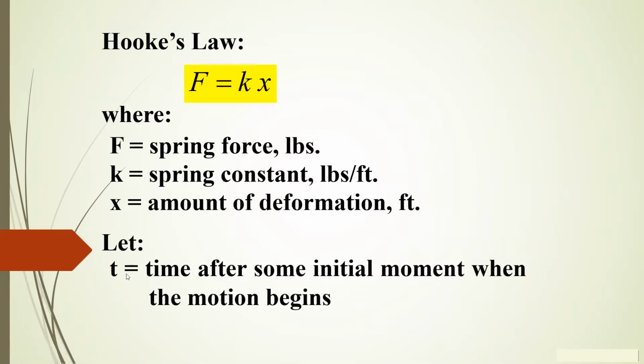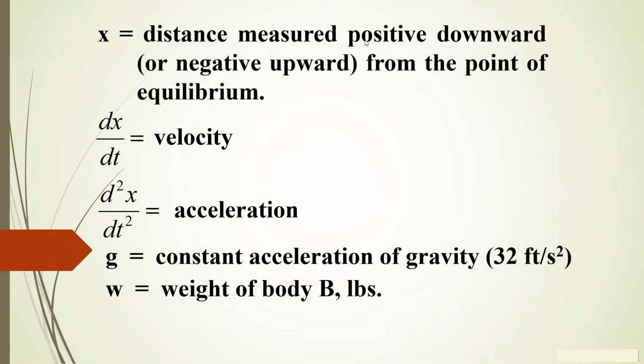So if we let t be the time after some initial moment when the motion begins and x be the distance measured, positive will be downwards and negative will be upwards. So meaning the same direction as the weight will be positive. However, if it goes up, which is not the normal direction of where the spring would go, it would be a negative direction. So taking x and t, if we get the first derivative, you know that that's velocity from your physics, right? And then taking its second derivative, it would be acceleration.